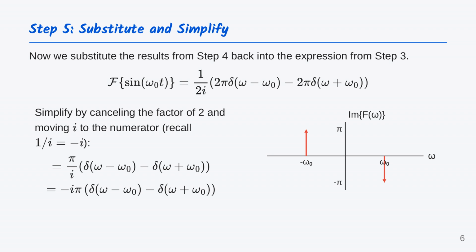In our final step, we substitute these results back into our earlier expression. After simplifying by cancelling the factor of 2 and replacing 1 over iota with negative i, we arrive at our final answer. This result is shown in the plot. Since the answer is purely imaginary, we see two impulses. There is a positive impulse of pi at the frequency negative omega naught and a negative impulse of negative pi at positive omega naught. This visual perfectly represents our final simplified expression.